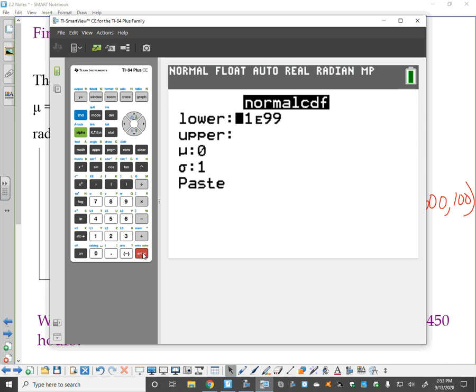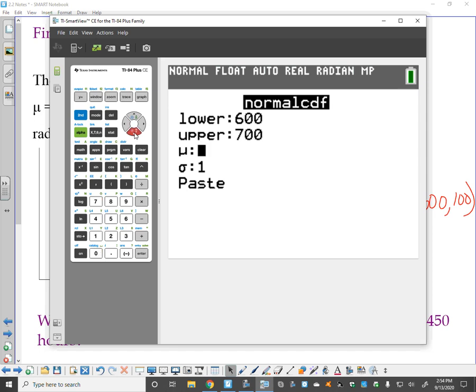Okay, so when you see that, and we're going to be typing that in because we're going to need to go to negative infinity and positive infinity, we're going to be using the 1E99. But right now, for this particular problem, my lower number is 600. So I'm going to type in 600. My upper number is 700.